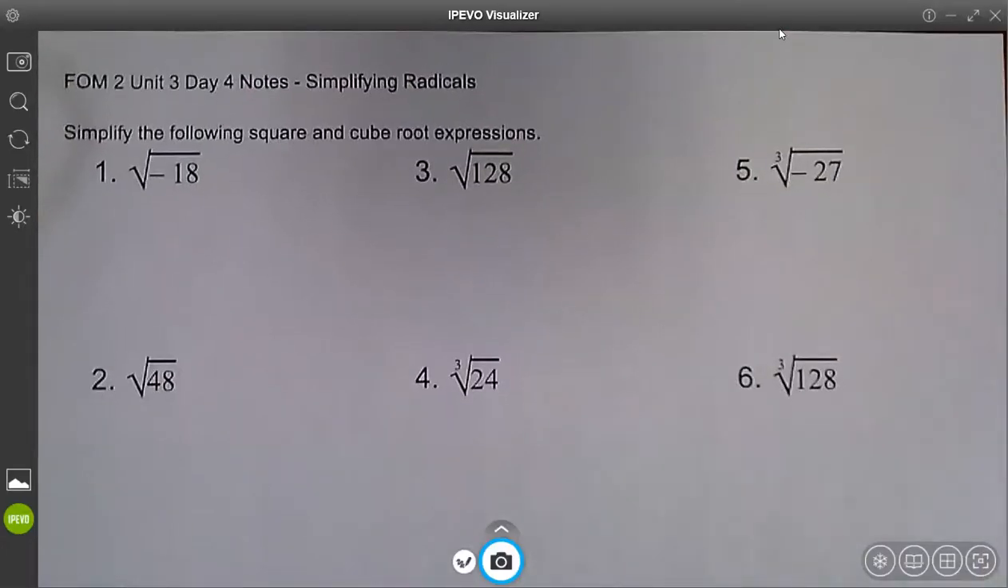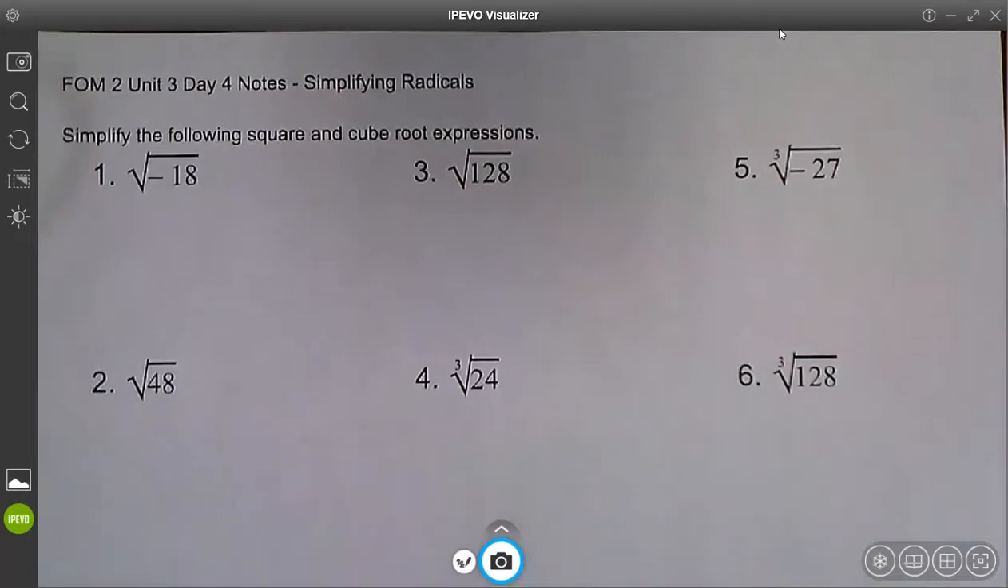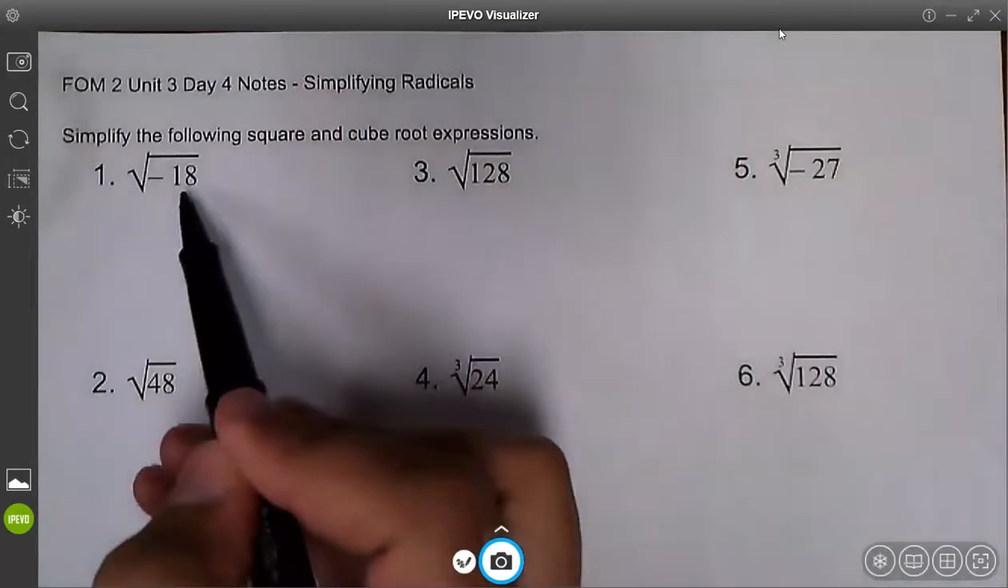Foundations of Math 2, Unit 3, simplifying radicals. So we've already done simplifying radicals. We are going to expand that to some cube roots and some operations with radicals. So first of all, I'm going to start with this.